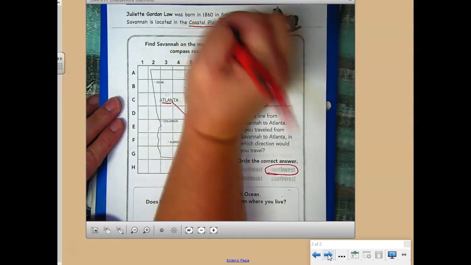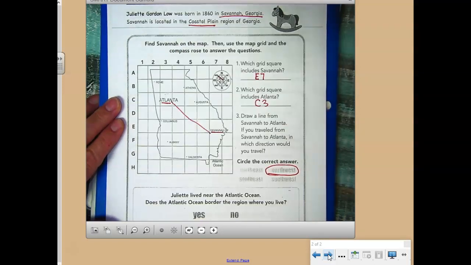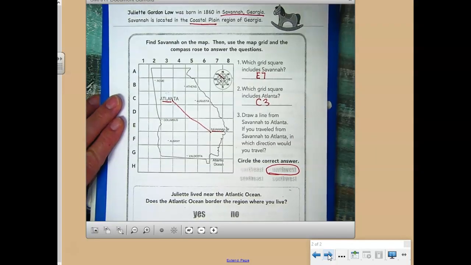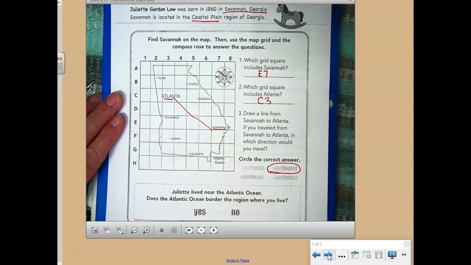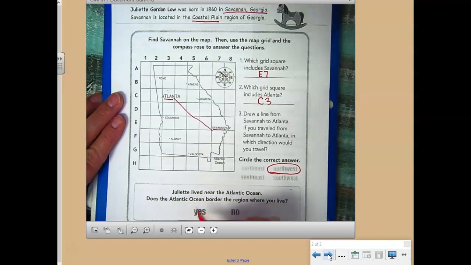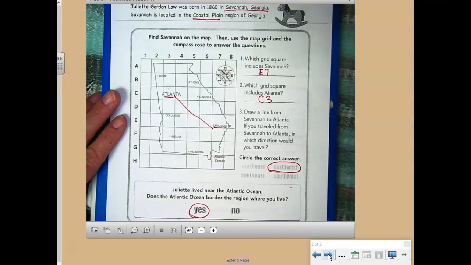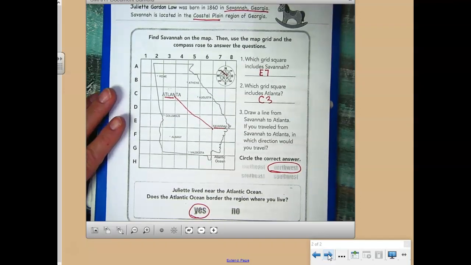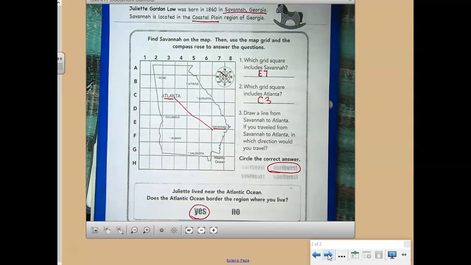Guys, what region of Georgia are you from? The coastal plain. You're from the same region of Georgia as she is. So, do you live near the same place? Yes, you do live in the same place. The Atlantic Ocean does border the region where you live. We live in the exact same region as Juliette.